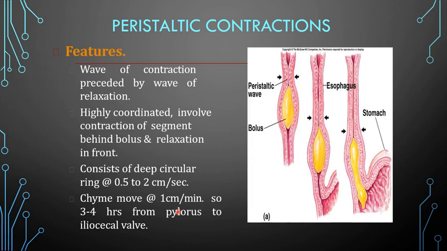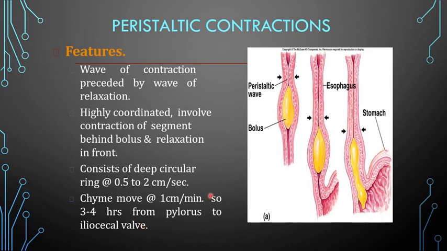So chyme will move at the rate of 1 cm per minute, so 3 to 4 hours from the pylorus to the ileocecal valve. So it is calculated according to the length of the intestine, that is from the pylorus of the stomach to the ileocecal valve. It will take 3 to 4 hours.